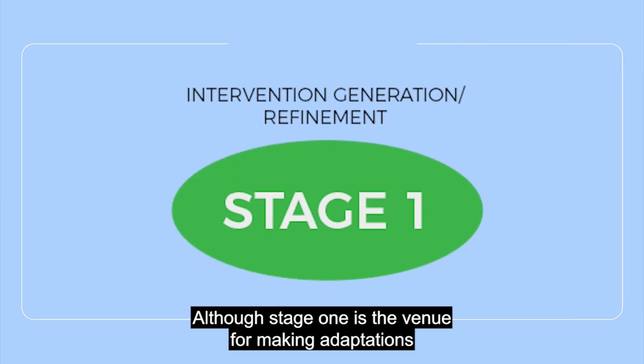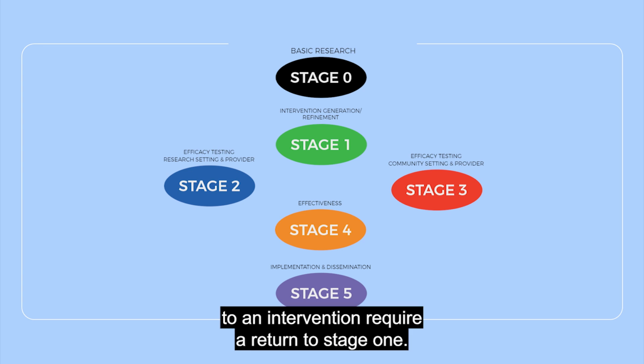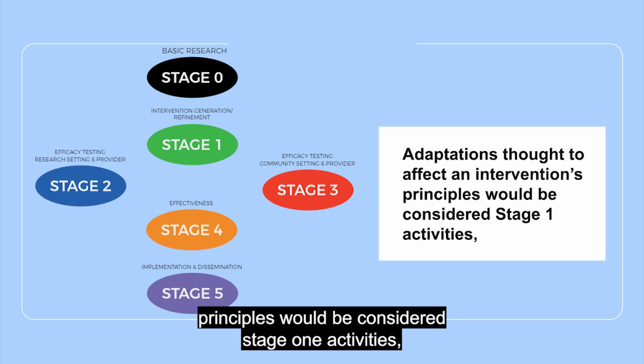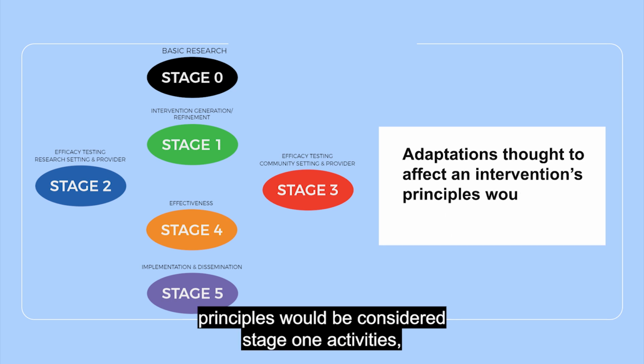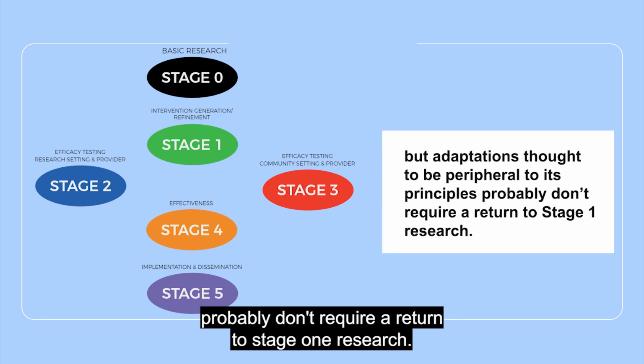Although Stage 1 is the venue for making adaptations to an intervention, not all adaptations to an intervention require a return to Stage 1. Adaptations thought to affect an intervention's principles would be considered Stage 1 activities, but adaptations thought to be peripheral to its principles probably don't require a return to Stage 1 research.